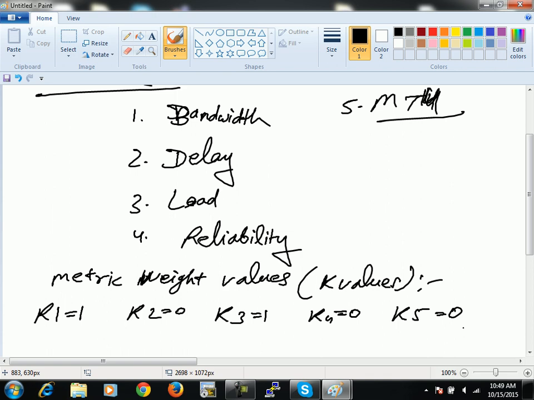Never think that K1 is equal to bandwidth, K2 is equal to load, K3 is equal to delay, K4 is equal to reliability, and K5 is equal to MTU. Never think like that. Usually we think that K1 is always bandwidth, K2 is always load, K3 is delay, K4 is reliability, and K5 is MTU. It is never like that. These are simply weight values, nothing else.